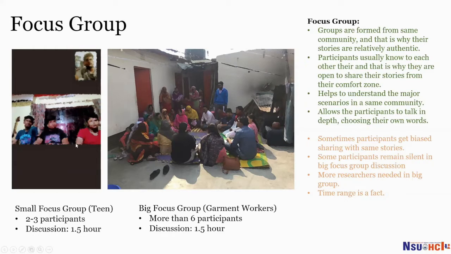And another big factor is time. I was talking 90 minutes with the small groups and also with the big groups, but technically I went more in depth in the small group because I got more time with only 3 participants, and less time with the big focus group. So maybe I do not get the stories from all of the participants. That is why the small focus group is more standard and preferable.